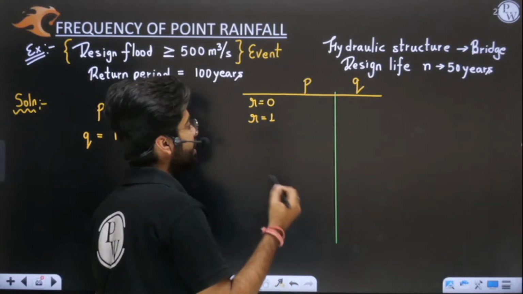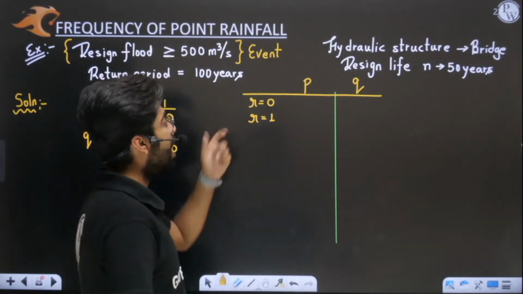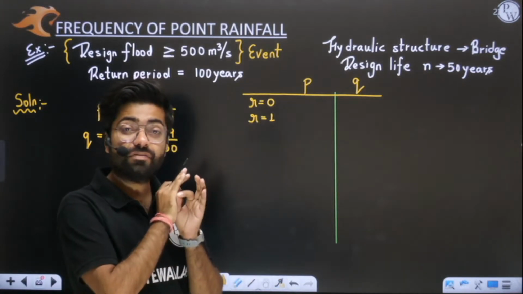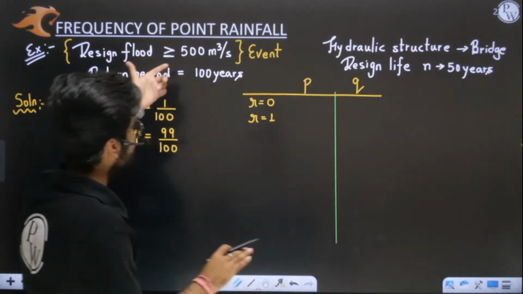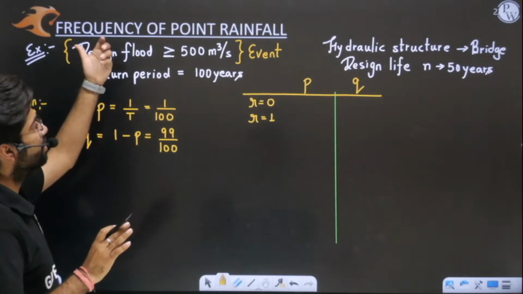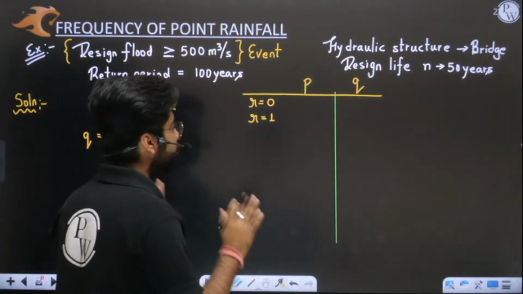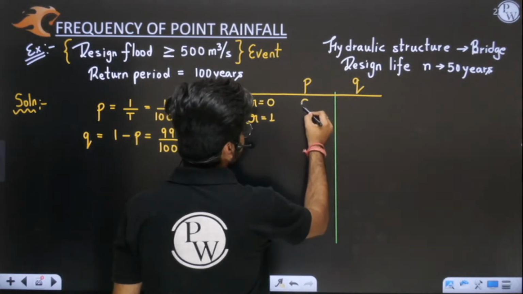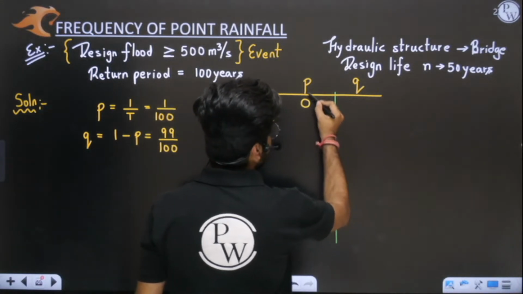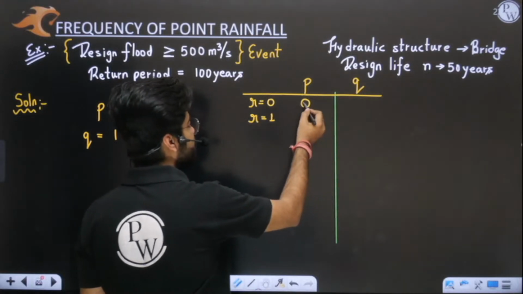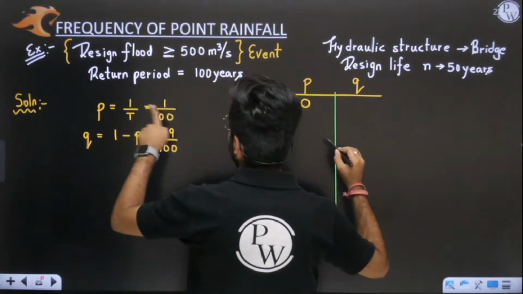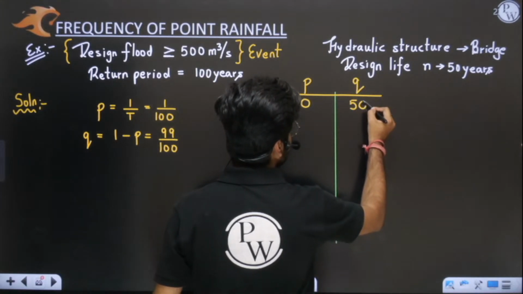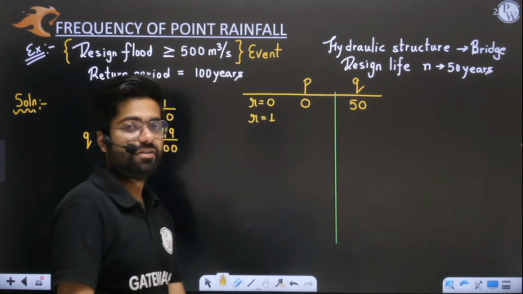Now, sir, what is the meaning of this? See, if R is 0, it means out of 50 years, in not even a single year, this design flood, or you can say this magnitude of flood has happened. Out of 50 years, sir, we can have many cases. Out of 50 years, this flood has never happened. Okay, that's why I'm writing 0 here. This flood has never occurred. That's why occurrence probability is 0. And let us say out of all the 50 years, we are safe. This flood has never happened.